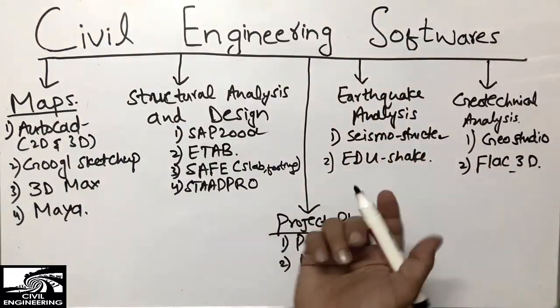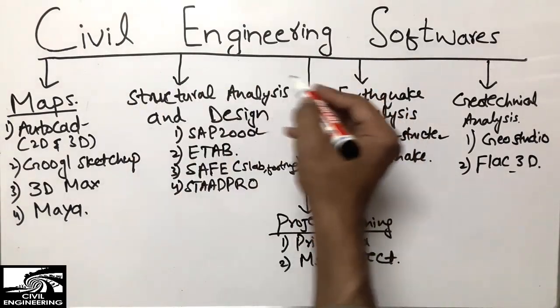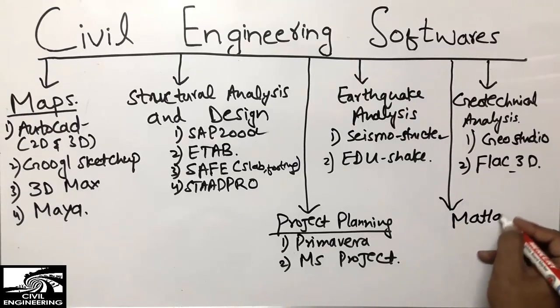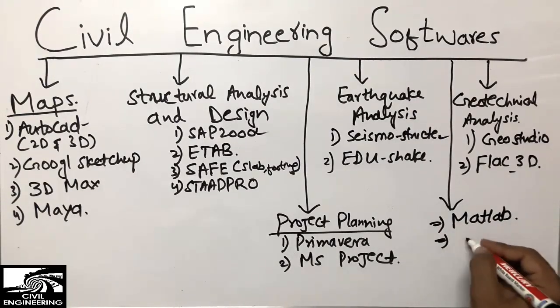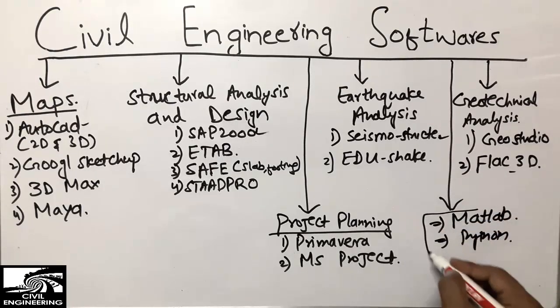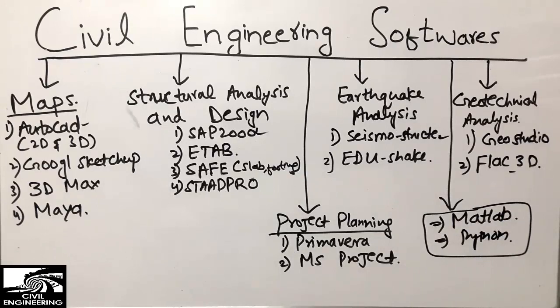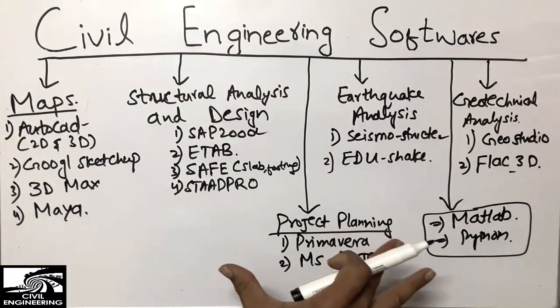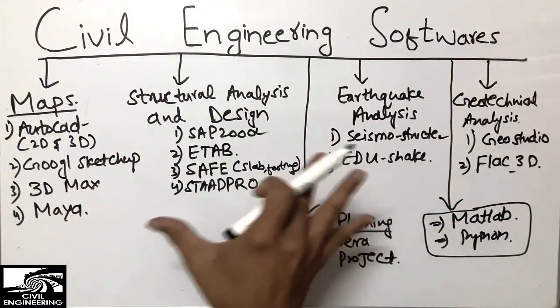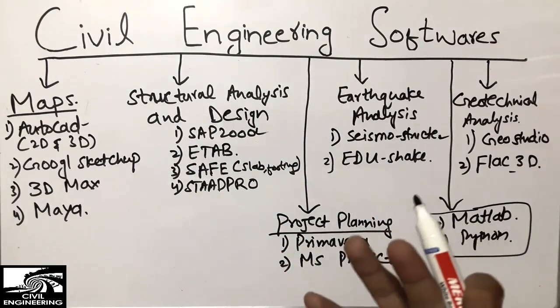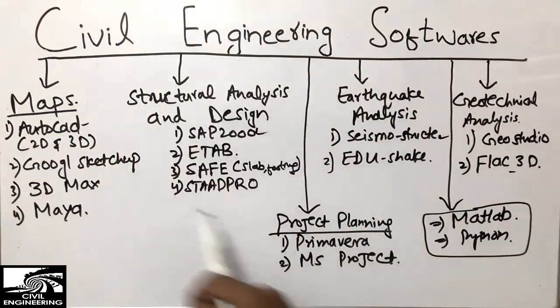The other programming software is MATLAB. I can say MATLAB or Python, but MATLAB is fine if someone knows this software, or Python. These are also really important for coding, right? These two programming languages should be known to a civil engineer if you want to master the civil engineering subjects. So this was all about the civil engineering software which is commonly used, and which projects use, right?